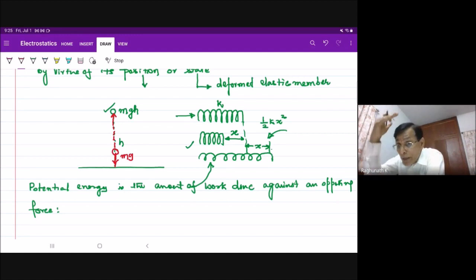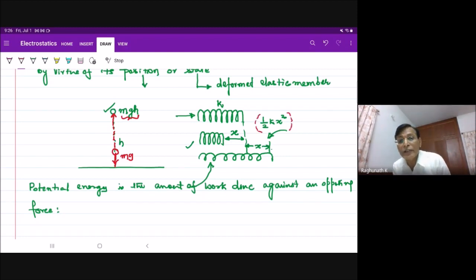mg is trying to pull it down. You moved it by h in the opposite direction to the force. mgh is not the work done by us. mgh is the work done against the opposing force mg when it is moved through a distance h. Please understand this. Here also, how is it half kx squared?